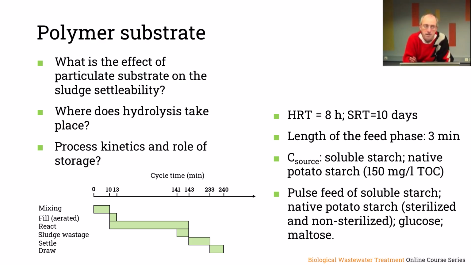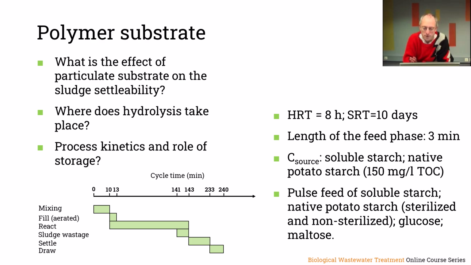So it's interesting to add the starch, and you can add two types of starch, soluble starch and particulate starch. Now the soluble starch will for a large part end up in the liquid and absorb to the flocs and slowly be hydrolyzed. The particulate starch will very rapidly be incorporated inside sludge flocs and also be hydrolyzed. So they have slightly different behavior.